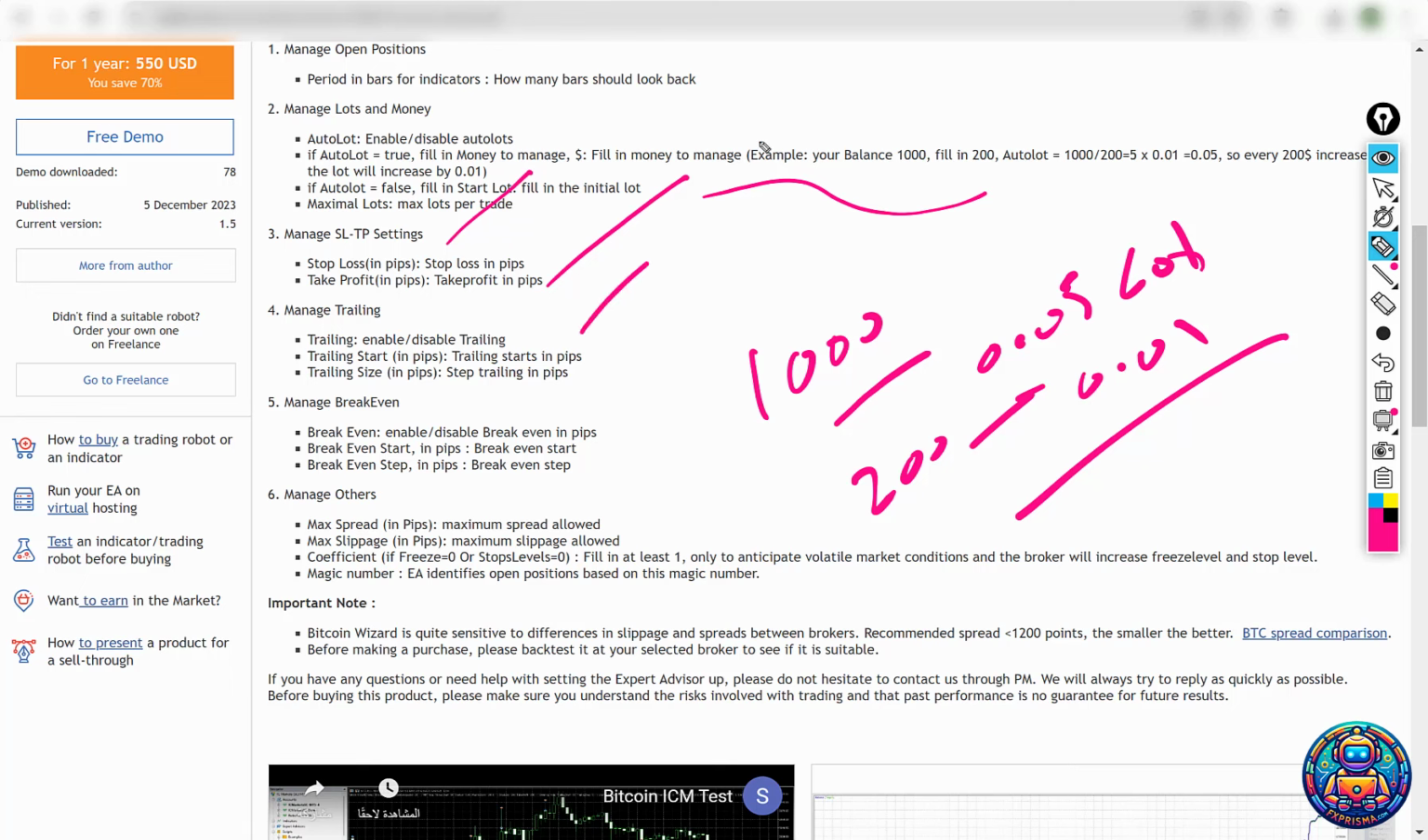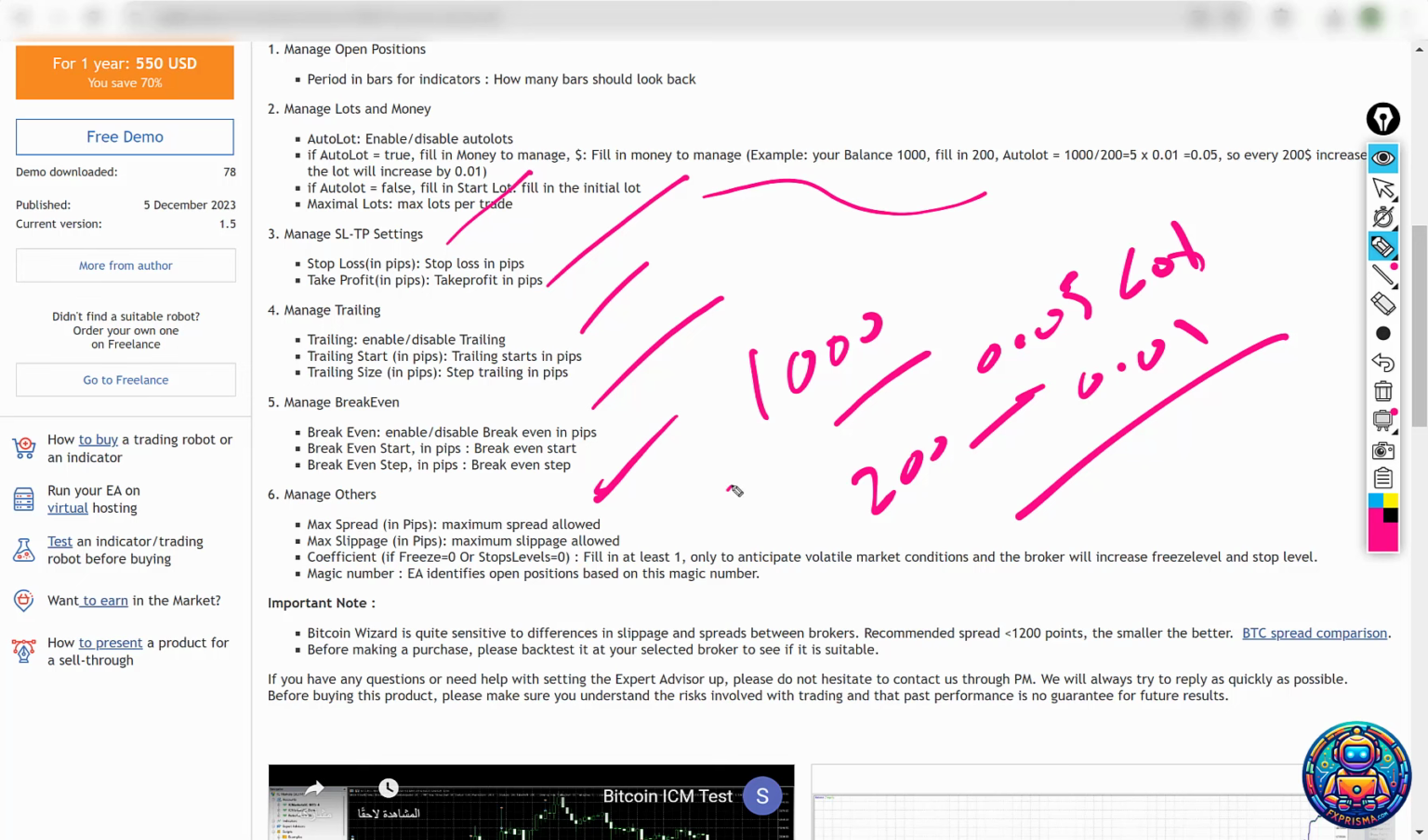Trailing stop loss is very important. We have break even, and you have spread filtering, so it will not trade until the spread is suitable. I think this is very important. Now you can see this has one issue. As I told you, each robot has its pros and cons. For this one it is a slight issue, not a big issue that cannot be solved.